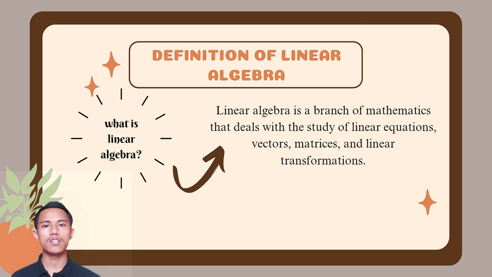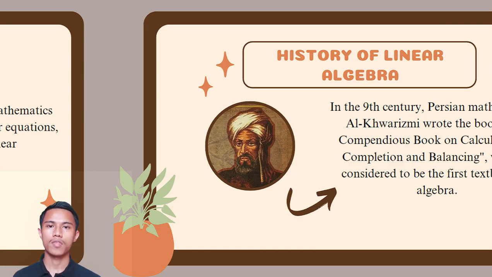So what is linear algebra? Linear algebra is a branch of mathematics that deals with the study of linear equations, vectors, matrices, and linear transformations. It investigates the properties of these objects and their relationships with each other, and provides tools and techniques to solve systems of linear equations, perform transformations on vectors and matrices, and more.